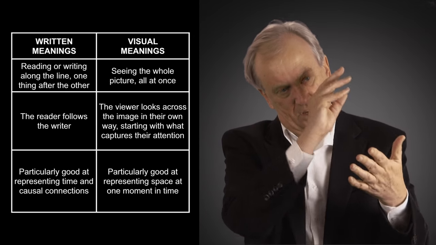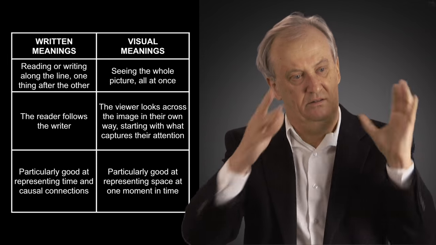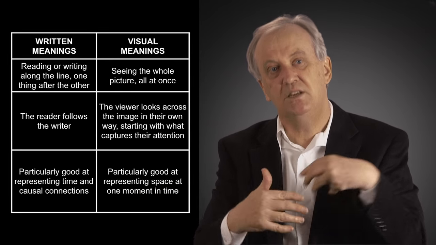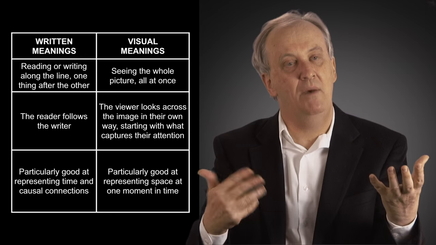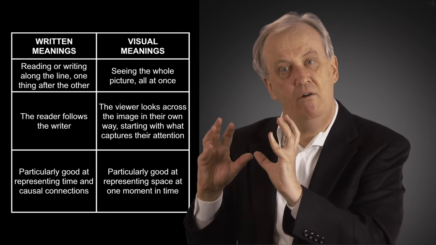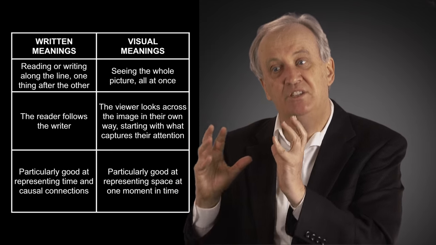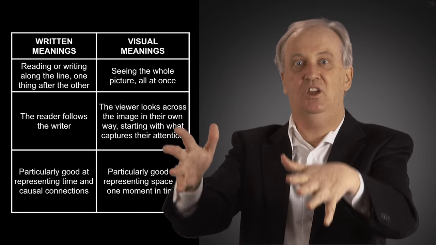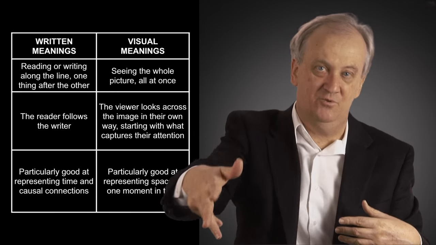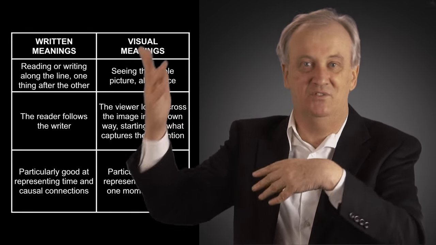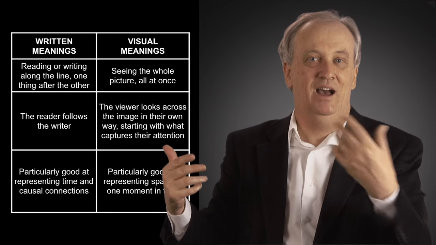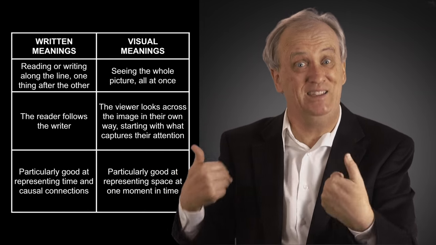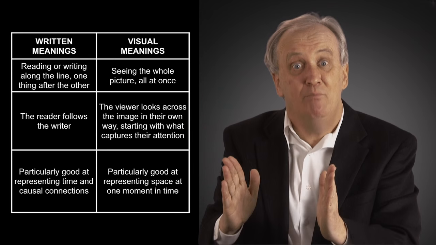Also, because the words go along the line, this and then this and then this, written meanings are particularly good at representing time and causal connections, whereas images are particularly good at representing space in one moment of time. So in other words, there's the Eiffel Tower. This photograph was taken on a 125th of a second shutter, whatever. There's no movement in it. And it's very good at representing space, spatial relations, in one moment of time.